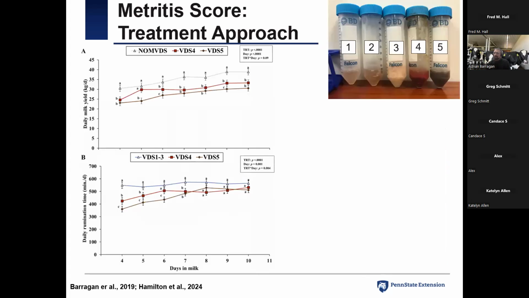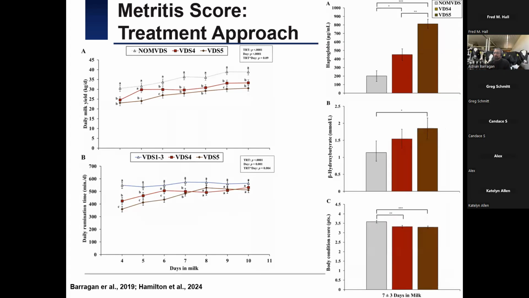So now I'll show you this study already. And based on this, I'm just going to dive into the other part of this study where we actually treat these cows with two different treatment strategies. Okay, so I'm going to leave this up, just bring it back as a refresher, right? That we found that the 4 and the 5 were different from the normal, and the 4 had a little less negative effect on the parameters that we look at.